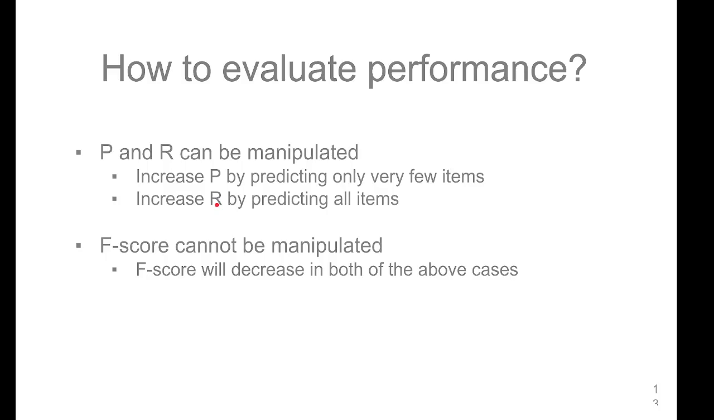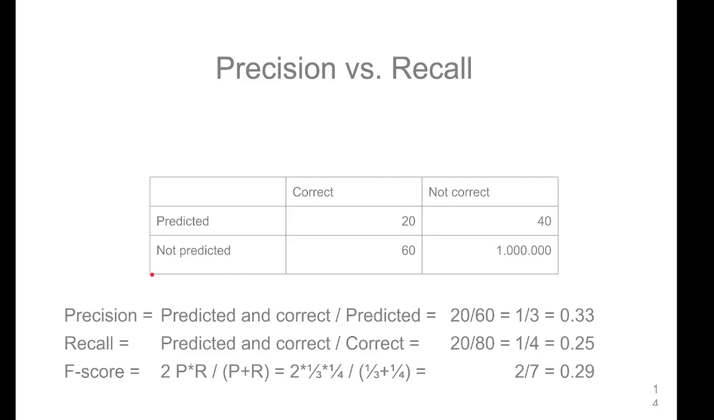On the other hand, if we want to increase the recall, we just predict everything that is in the database. The recall will be very high, but at the same time, we will not be very precise, so precision will go down. So because of these possibilities of manipulating P and R, we have the F-score, because as you increase one, the other one will decrease, and that means the F-score will decrease. Let's see concretely how this could happen.